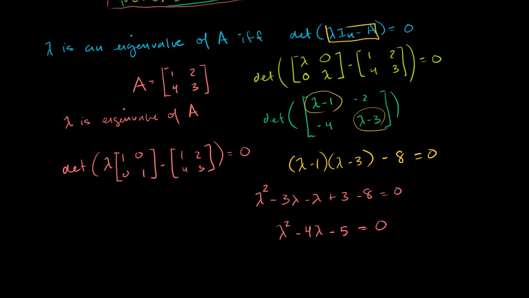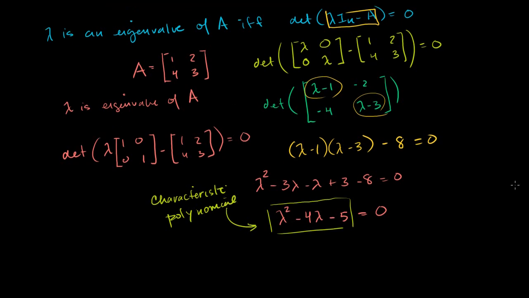And just in case you want to know some terminology, this expression right here is known as the characteristic polynomial. Just a little terminology. But if we want to find the eigenvalues for A, we just have to solve this right here. This is just a basic quadratic problem. And this is actually factorable. Let's see, two numbers whose product is minus 5 and when you add them, you get minus 4. It's minus 5 and plus 1.